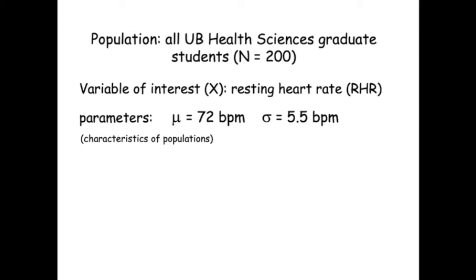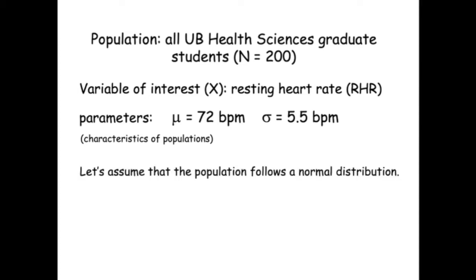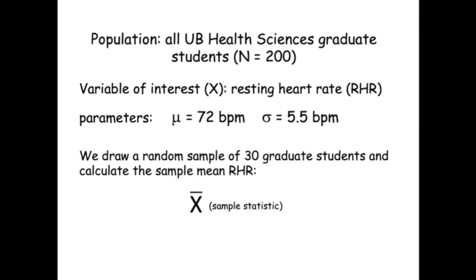Suppose that we know that the mean for the entire population is 72 beats per minute, and that the standard deviation is 5.5. These are population parameters, and we almost never know these values. We'll also assume that the population distribution of resting heart rate is normal in shape. We randomly sample 30 graduate students from the population, measure their resting heart rate, and then calculate the sample mean.